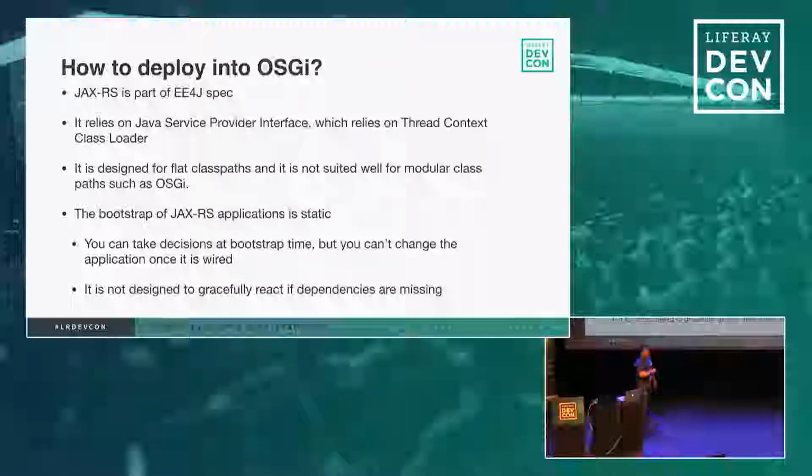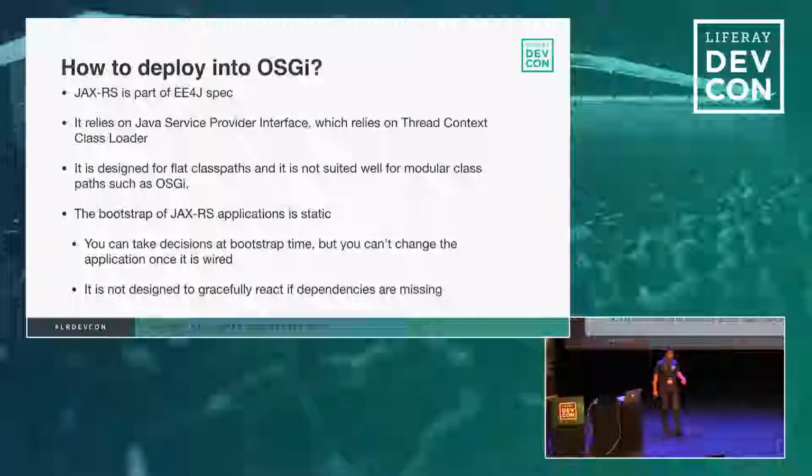It basically relies on the Java service provider interface, which relies on the thread context class loader. So it does a lot of tweaks with class loaders, which you might already be aware that OSGi doesn't like. That's not the proper way of doing things inside OSGi. Basically, JAX-RS is designed to work on a flat class path, and it's not suitable for the modular class loaders that OSGi provides.